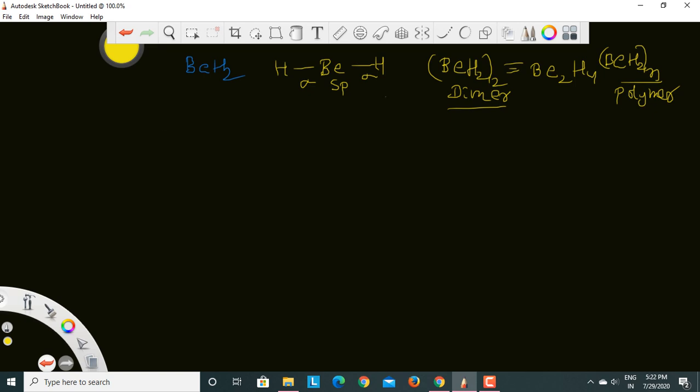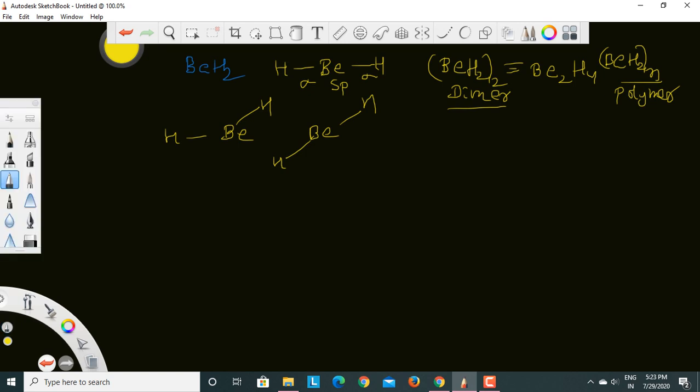That is Be2H4. Suppose you have BeH2, beryllium dihydride, another beryllium dihydride. Let us make beryllium dihydride like this. So one beryllium dihydride we made like this, another beryllium dihydride also we made like this. Now let us clearly draw beryllium hydride. We thought this is sp hybridization, so it should be linear shape. Let us make it linear.